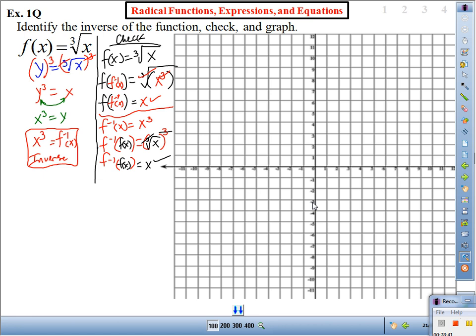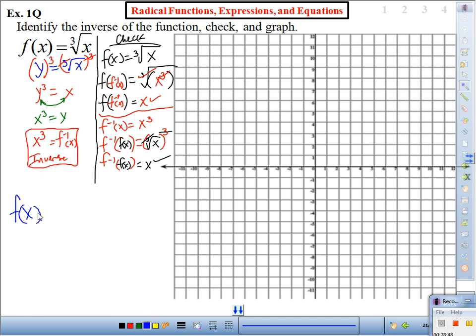All right, let's go to the graph. Once again, in blue, I'm going to graph f of x equals cube root of x. And in red, I'm going to do the inverse of x, which is x cubed. Let's graph cube root of x. You can get me started. What's the first value? 0, 0. And then 1, 1. Okay, and then 8, 2. That is correct.